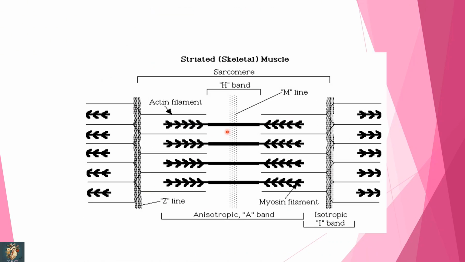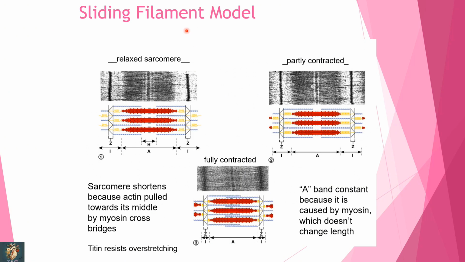Again, this striated muscle: here you can see the Z disc which is present, the actin filament, the myosin filaments, the tail area of the myosin filament which is forming the H band, and in the center you can see the M line. So the sliding filament model: here you can see the relaxed sarcomere, the partly contracted and the fully contracted. In relaxed you can see the full length of the sarcomere.